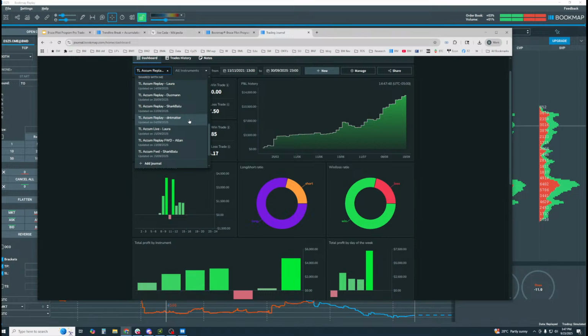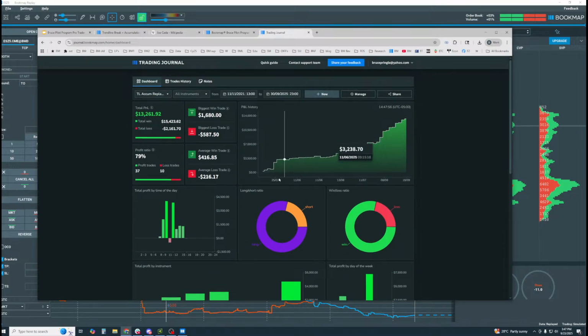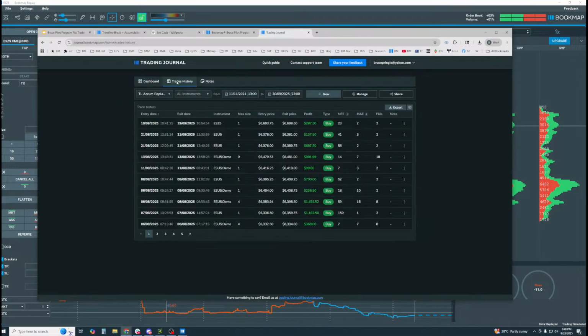All right, so I need to select my journal. There it is, it's selected, and these are my results. Now this is my equity curve in here. After you get the feel for it, of course, you're going to have a positive equity curve. How can you not, right? But be honest with yourself in here. We have all of the trading history in here, every trade that I took in this journal.